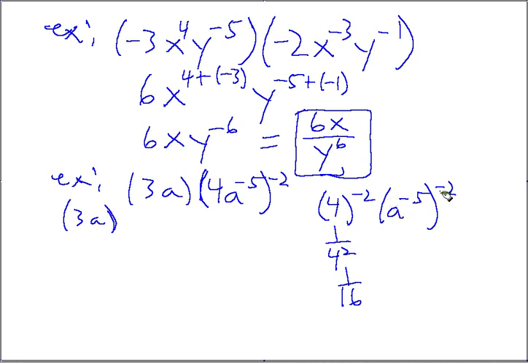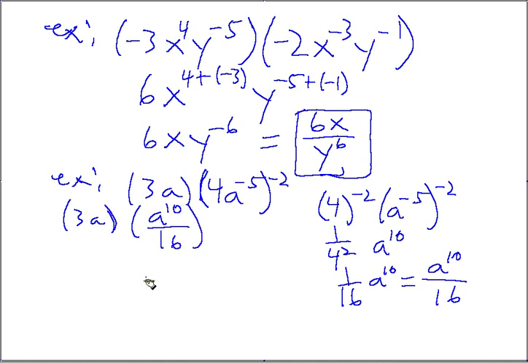A to the negative 5 times negative 2, so that's going to be a to the positive 10, actually. All right? So this is really 1 over 16 a to the 10th, or simply a to the 10th over 16, if you will, or 1 times a to the 10th is itself. So 3a, this problem boils down to 3a times a to the 10th over 16. Okay? So 3 times 1, now this is an invisible 1, right?